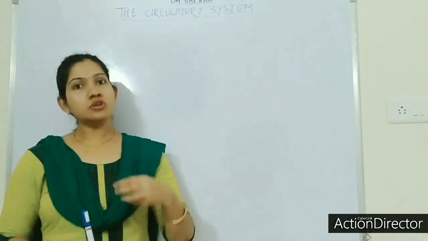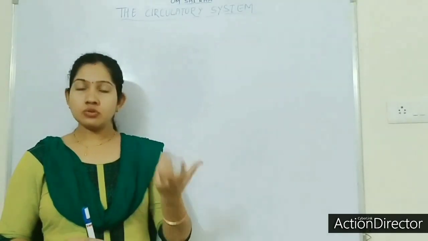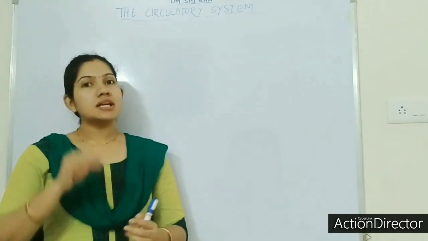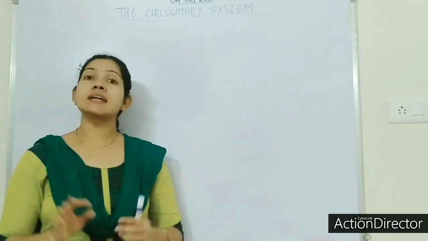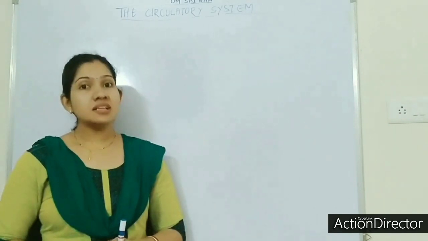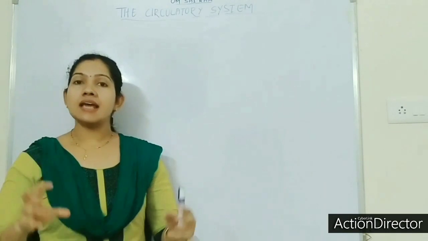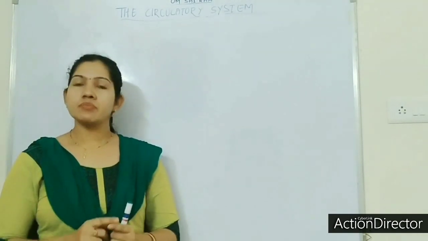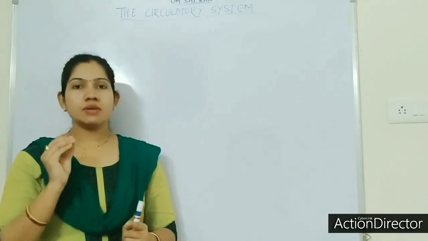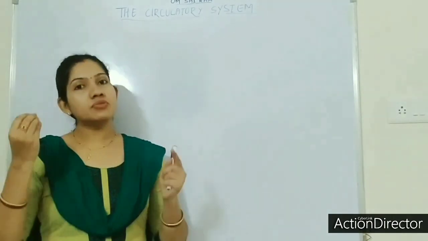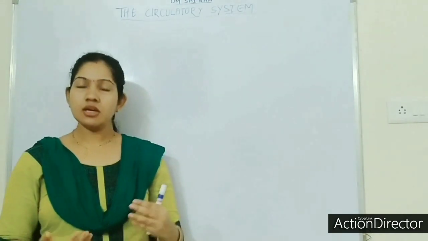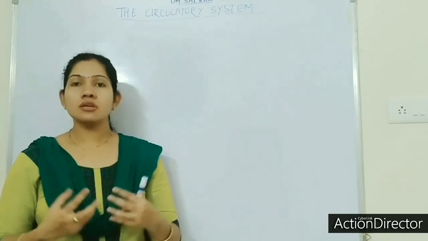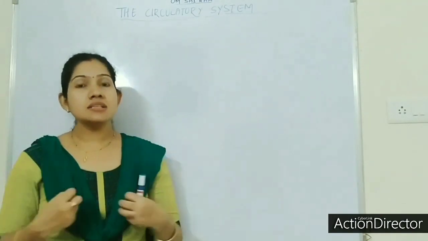digest food and to release nutrients into the body or to release waste into the body. So what is the work of the circulatory system? The nutrients and the wastes that are released by the digestive system are carried all over the body by the circulatory system. Whenever we are taking food, obviously the food contains some nutrients, which our body needs. Whenever we are taking food, we are getting energy from the food.